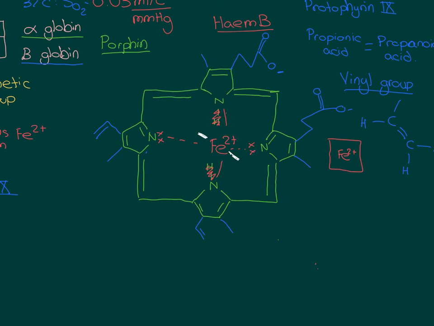And this is the way in which we're going to, one, bind it to the globin polypeptides of the globin tetramer, and two, bind oxygen to it. So one of these is going to be used to bind it to the globin, and the other is going to be used to bind to oxygen molecules. Right, so let's now actually see this.